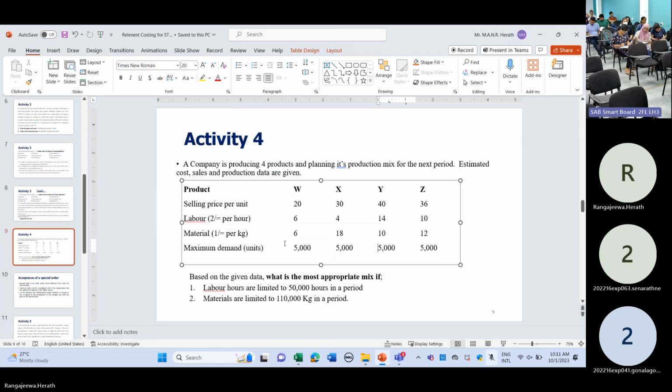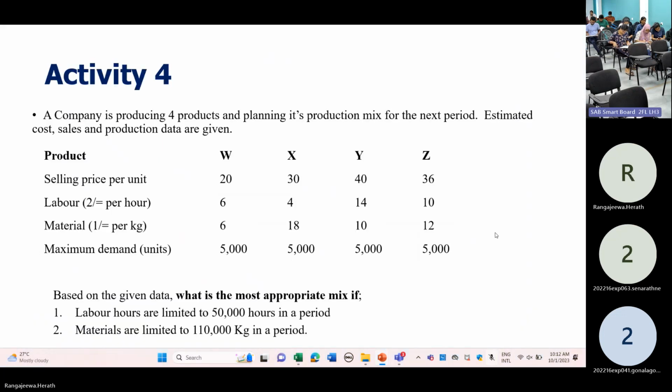So we can calculate the contribution per kg of material, and based on that you have to rank. Right? Now we did it for labor hours, and we can make the same format for material, limited to 110,000. Can you attend Part 2?